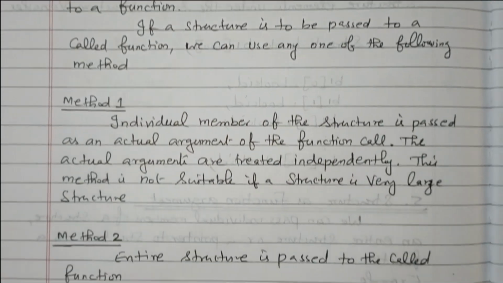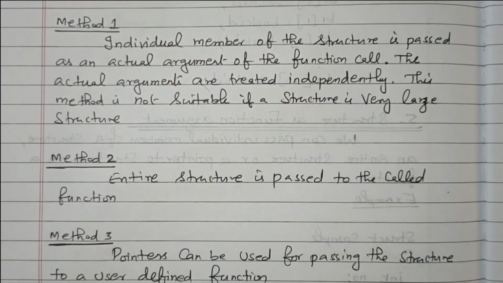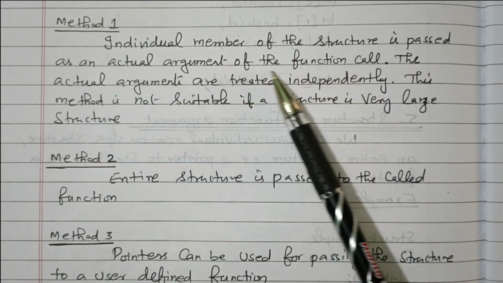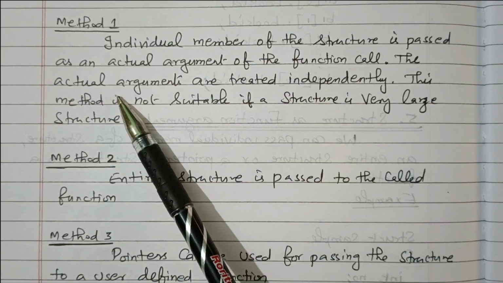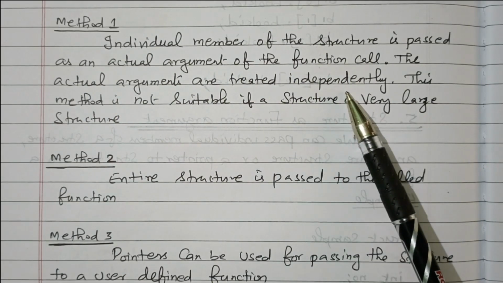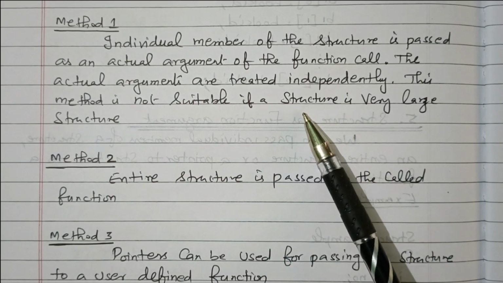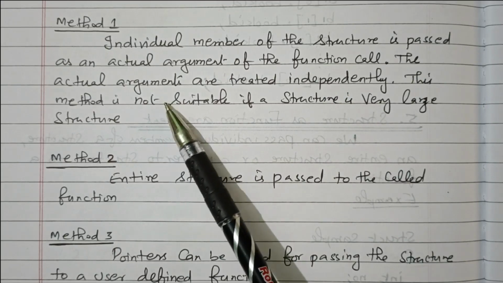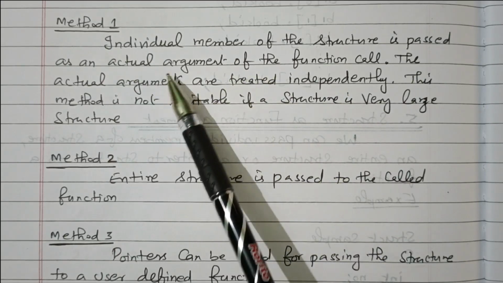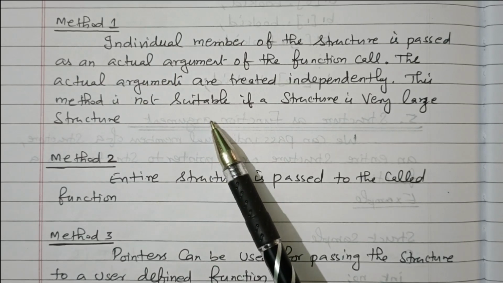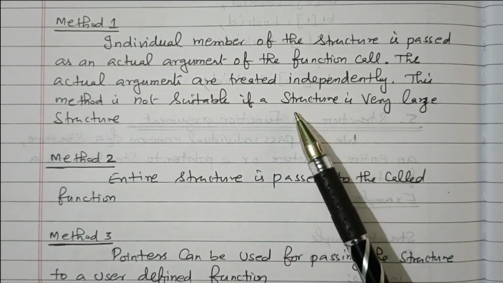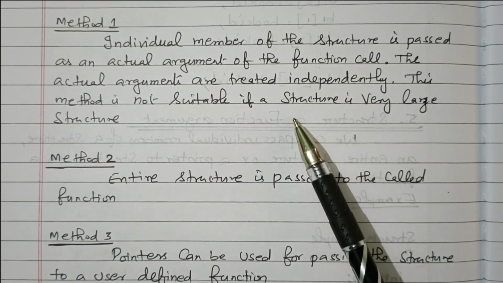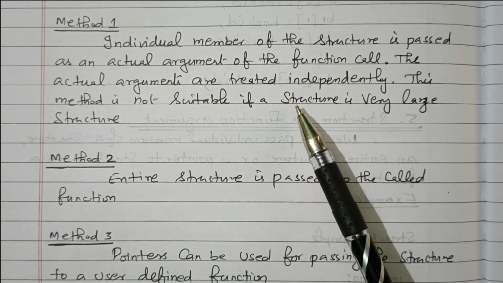So the method 1, what is method 1? An individual member of a structure is passed as an actual argument of the function call. The actual arguments are treated independently. This method is not suitable if the structure is very large, right? So you can send the individual members, treated as actual arguments, but this is not suited if large structures with many variables are available. We would need to send every variable one by one, which is very difficult. If the structure has only 1 or 2 elements, we can use this method.